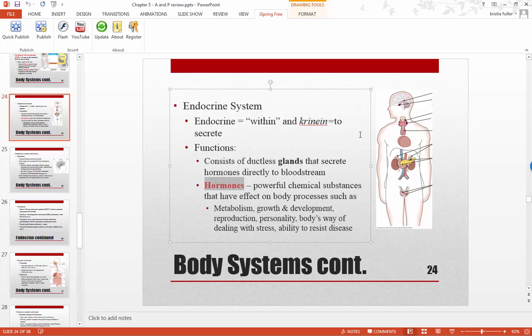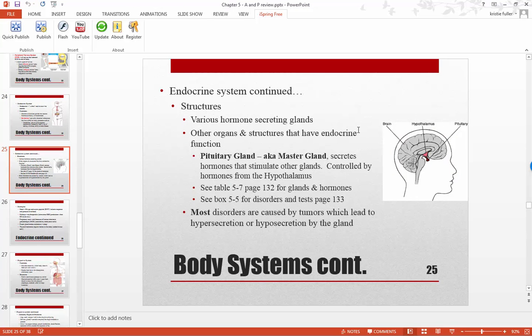So hormones really have an effect on all sorts of different body processes all over the whole body. As you can see, they deal with metabolism, growth, development, reproduction, personality, just everything really. You do want to know a couple of them, such as the pituitary gland, that it's called the master gland, and that it helps control and stimulate other glands. It itself is controlled from the hypothalamus.